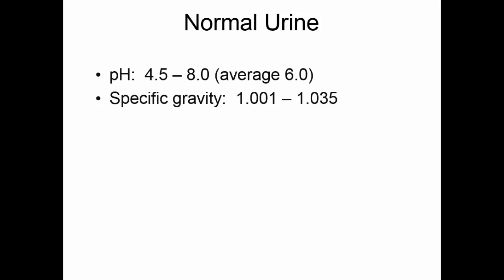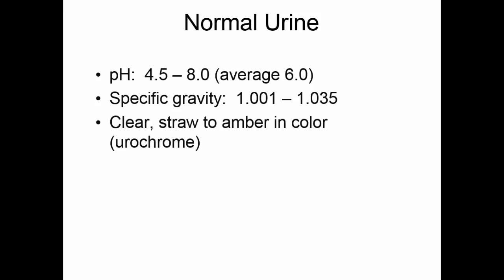So a low specific gravity is a very dilute urine, someone who's been drinking a lot of water, for example, and a more concentrated urine would indicate someone might be dehydrated. They can also indicate other pathologies of the kidney. Typically, urine is clear and straw to amber in color. The color is due to a pigment known as urochrome.